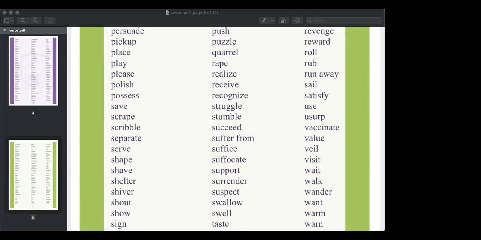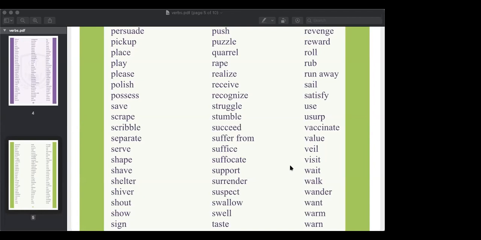Yes. We should value our parents. Should we value our parents? We shouldn't value our parents. Very good. They should work together. Should they work together? They shouldn't work together. Very good.